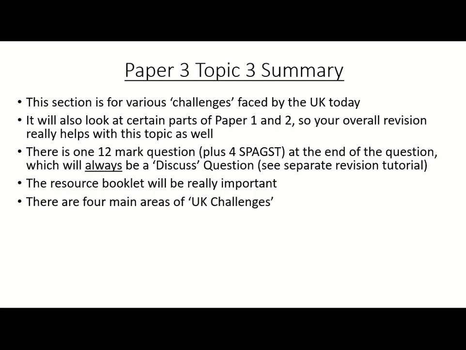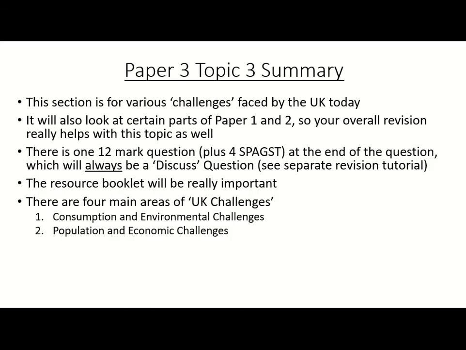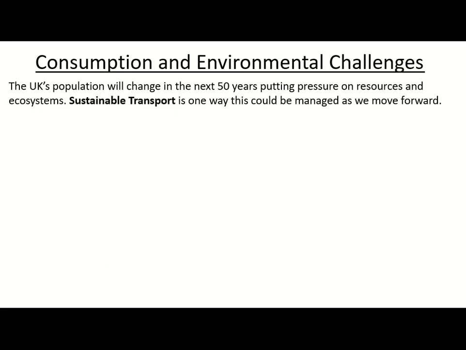There are 4 main areas, as I've mentioned before, that we class as UK challenges. Consumption and environmental challenges, so how much stuff we're using and what effect it's having on the environment. Population and economic challenges, landscape challenges, and climate change challenges. So those are the 4 UK challenges that the exam board present to us, and that you go through. Now, starting straight away with consumption and environmental challenges. So we're now going to move on to the content.